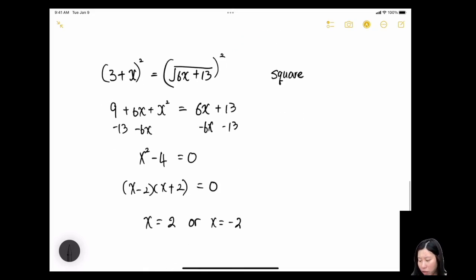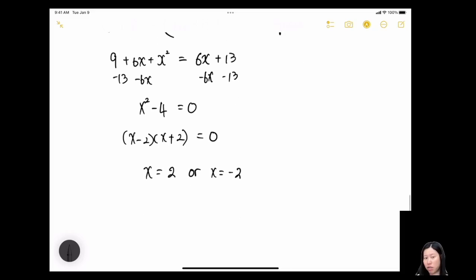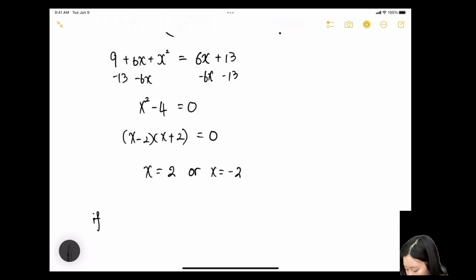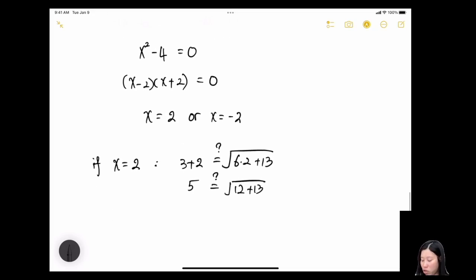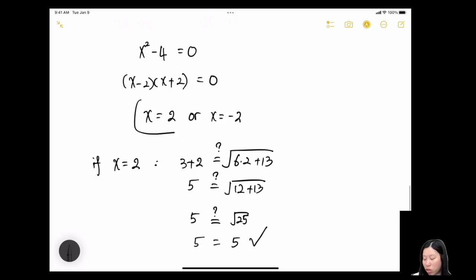Again, you need to plug the answers into the original equation and check the answer. So let's say if x equals 2, we have 3 plus 2 equals the square root of 6 times 2 plus 13. So I have 5 equals the square root of 12 plus 13. We don't know if these two are equal or not, so that's why we put a question mark. If they're equal, that means we found a solution. If not, then we need to try something else. 5 and the square root of 25. Yes. So x equals 2 is the solution.